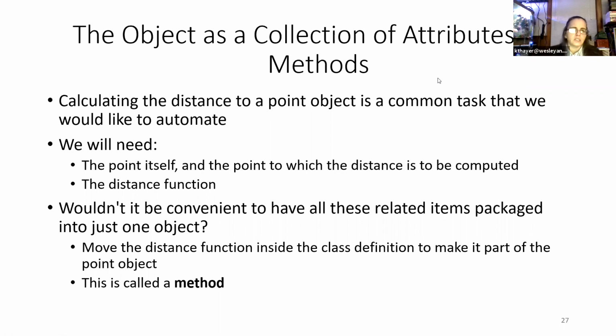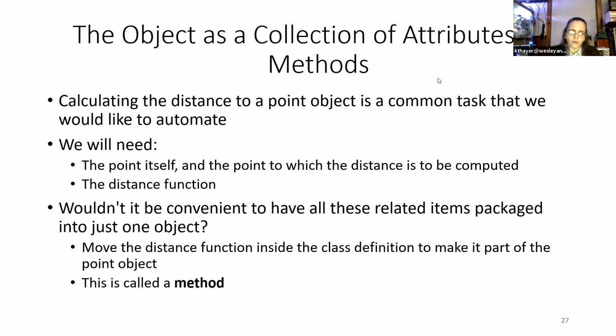We're going to need the point itself and the point to which the distance is to be computed, and then we're going to need to use the distance function. So wouldn't it be convenient to have all these related items packaged into just one object? If you're going to have to do it every single time, why write it out every time? If you just put it in the object, then it's done. So that's a really good way to organize the code.